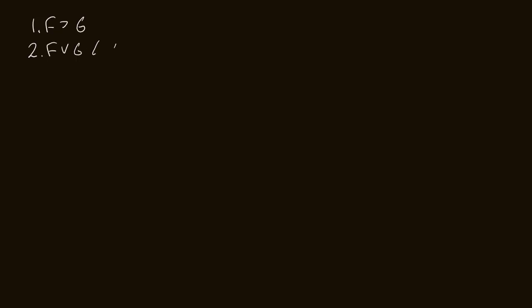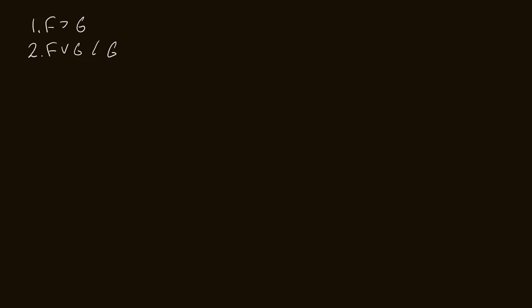So bear with me. This is what we have. Our premises are F then G and F or G. And then our conclusion is G. So my thinking for this is, all right, we have two premises that include both an F and a G, and our conclusion only has G. So we want to get rid of F, right?